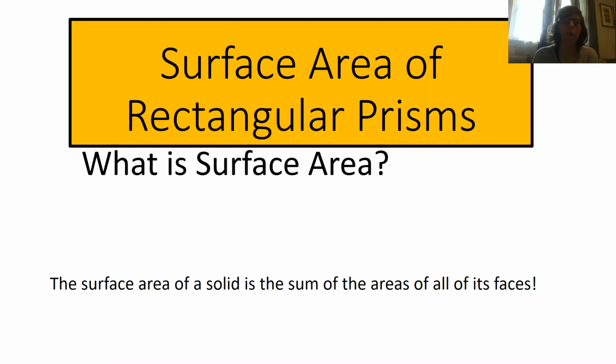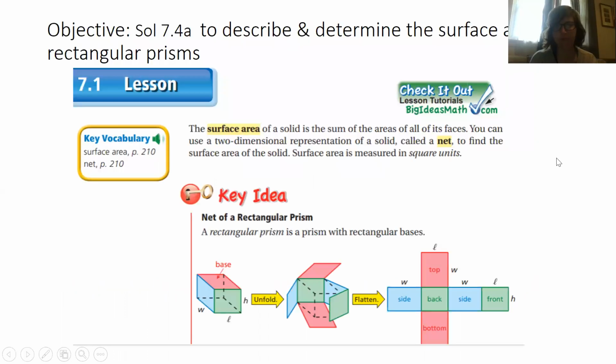Okay, so let's talk a little bit about what surface area is. You have practiced finding area previously, the area of rectangles and area of triangles, but now we're talking about the surface area of rectangular prisms, which are 3D objects, so it's a little different. The surface area of a solid is the sum of the areas of all of its faces, because remember, it is a three-dimensional object. So let's see what that means.